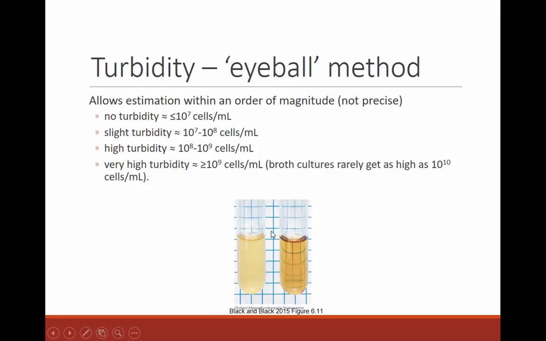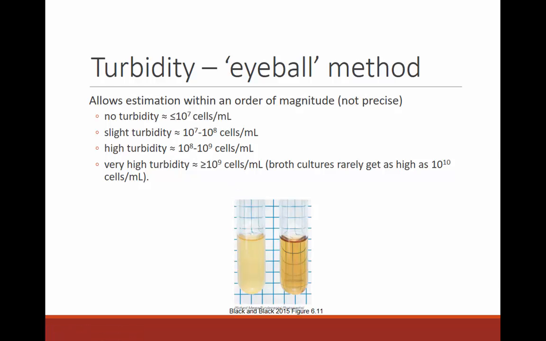And this is what you get. Now, it's just guesstimating, okay, looking at the turbidity. So on the right-hand side, you can see the lines through that broth quite easily. So it's quite clear. So you would have no turbidity. So there might be cells there, but it's estimated to be less than or equal to 10 to the 7 cells per mil. Now, on the left-hand side, it's quite turbid. And so, depending on the level of turbidity, and there are scales, the McFarland scales of turbidity, you can guesstimate what the concentration of cells are.